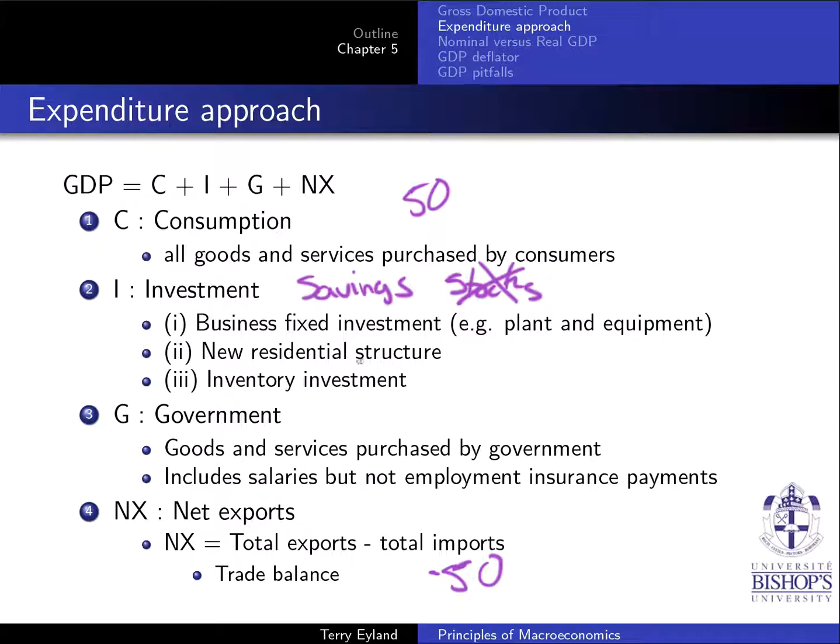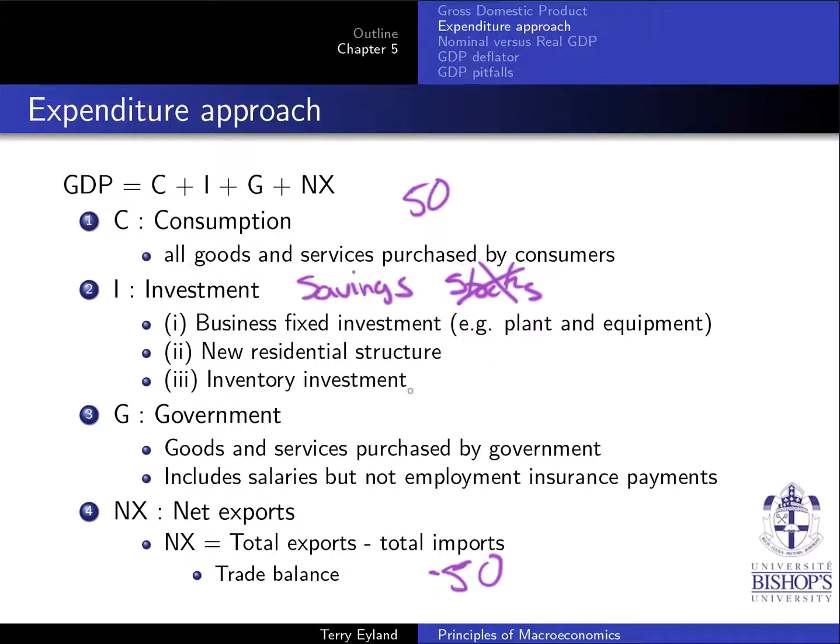But if you sell your house to someone else, that's not part of GDP because there's nothing being produced. You're just transferring ownership of a good. Same thing as buying a used car doesn't count towards GDP, or buying a stock doesn't count towards GDP, because we're really just transferring ownership in all of those cases.